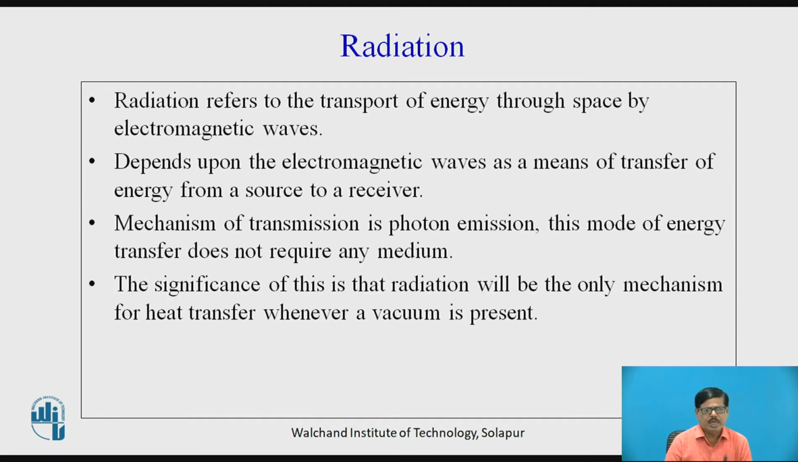Now there are some characteristics of radiation heat transfer. Radiation refers to the transport of energy through space in the form of electromagnetic waves, and it depends upon the electromagnetic waves as a means of transfer of energy from a source to a receiver. The mechanism of transmission is photon emission. So the body emits photons, and these photons carry the energy.